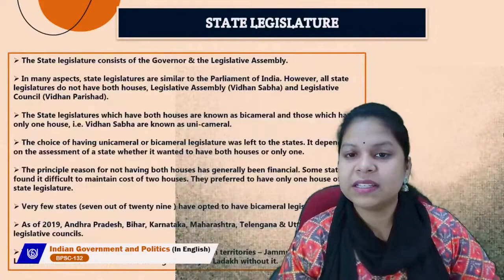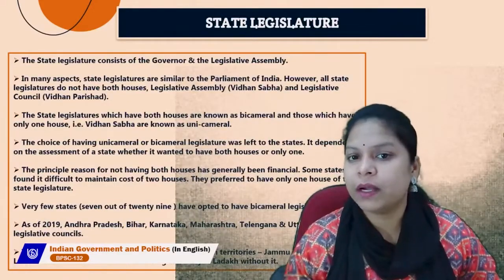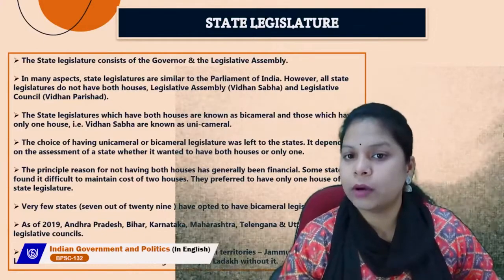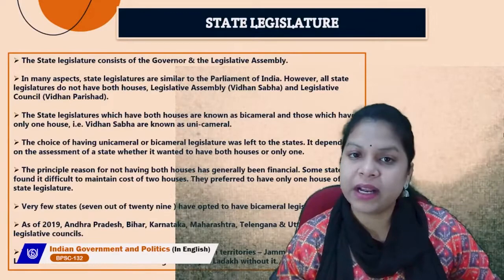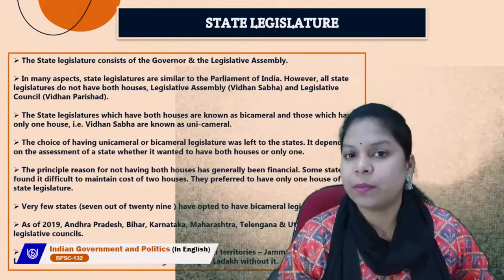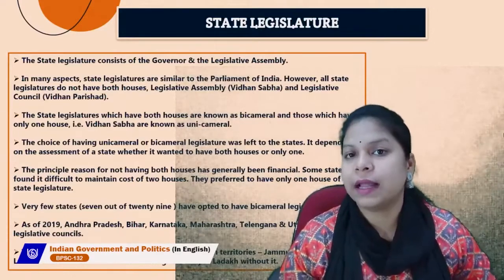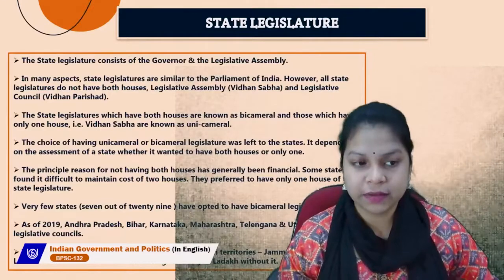Now let's talk about the state legislature. We were talking about the union legislature till now, but from now onwards we will be talking about the state legislature. The state legislature consists of the governor and the legislative assembly. In the union there was a parliament, with two houses and the president. Here in the state legislature there is the governor and the legislative assembly.